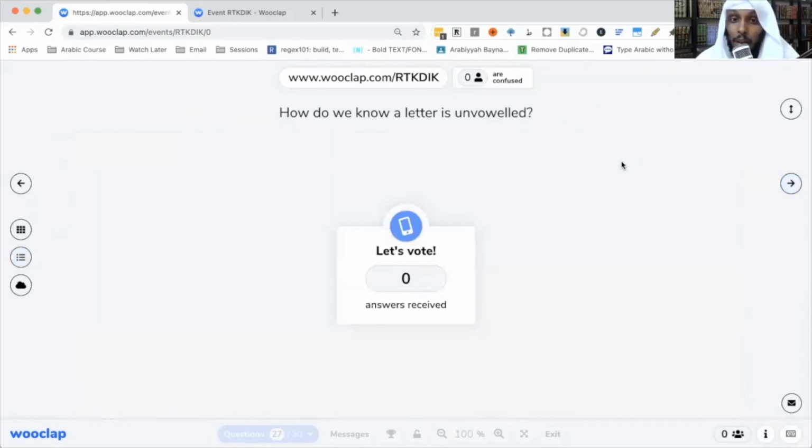Perfect. Okay, another question. How do we know a letter in the Arabic language is unvoweled? For those of you that know, how do we know a letter is unvoweled? In other words, how do we know it doesn't have a vowel? How do we know it's a consonant?